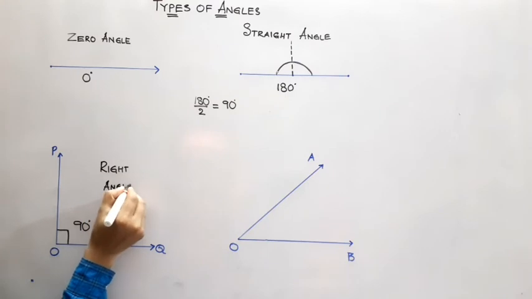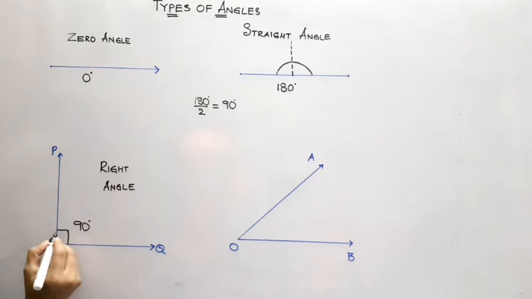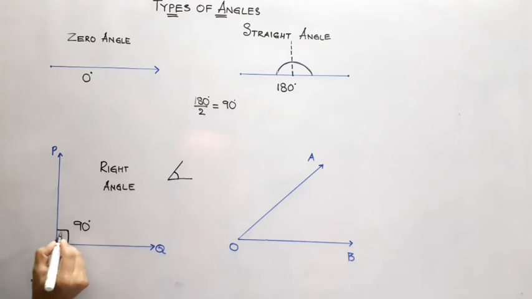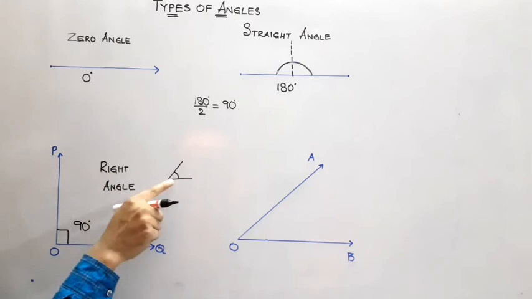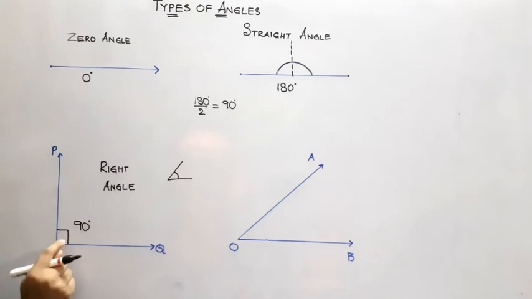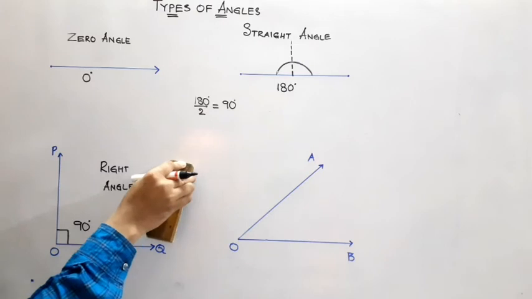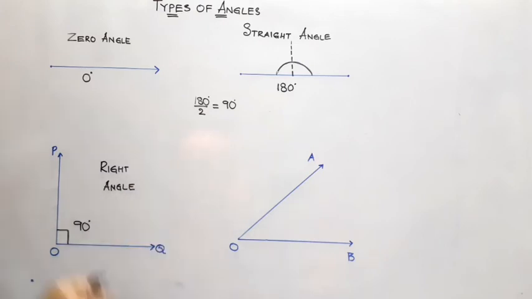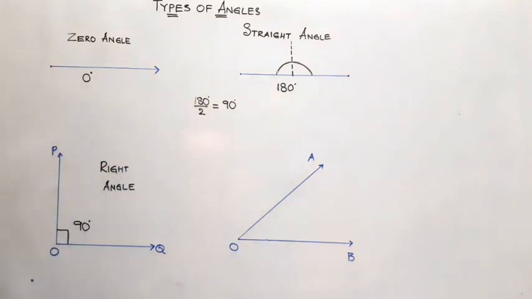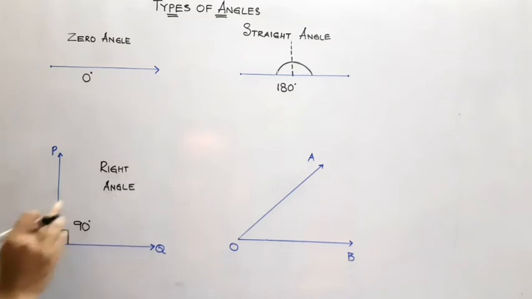Right angle has one unique characteristic: all the angles we usually write as curved lines, but 90 degrees we will write like this using straight lines. Hope you are clear, children. Except 90 degrees, all the rest of the angles we show like a curve. Only 90 degrees is the angle which we show using straight lines. So the angle measuring 0 degrees is zero angle, the angle measuring 180 degrees is straight angle, and the angle measuring 90 degrees we call right angle.